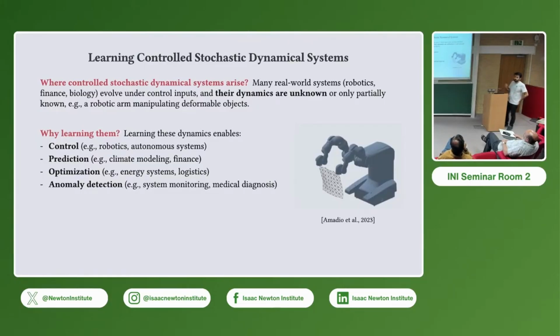So why learn dynamical systems and control dynamical systems? The first reason is that in real world applications there are many systems that evolve according to some form of controls, but we don't know their dynamics. To give a concrete example, we may not know the noise part of the dynamical system. You can imagine, for example, a drone, but you don't know the wind, and so you don't have the full knowledge of the dynamics of the system.